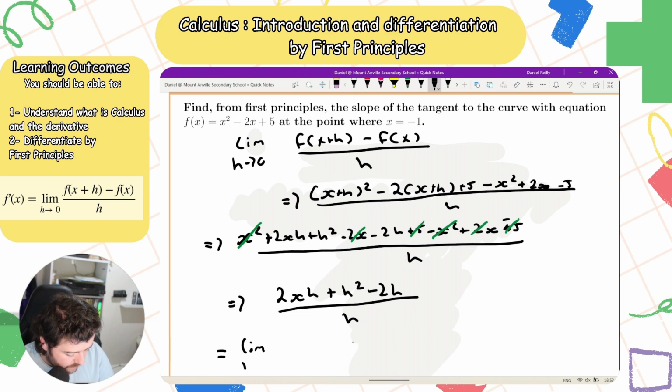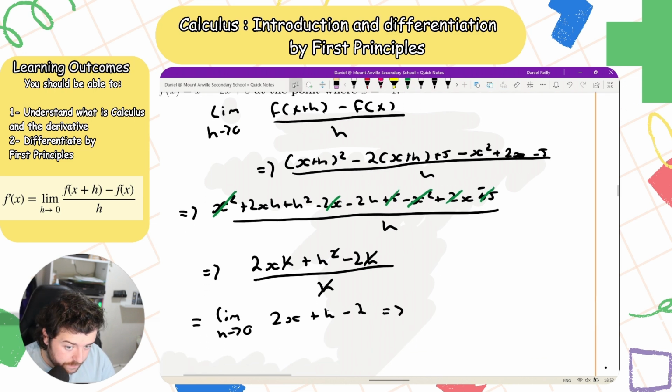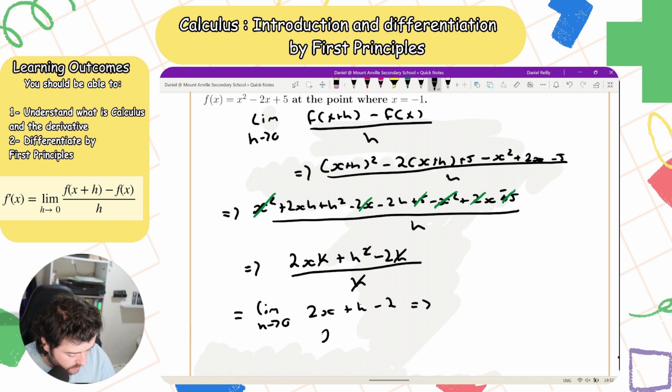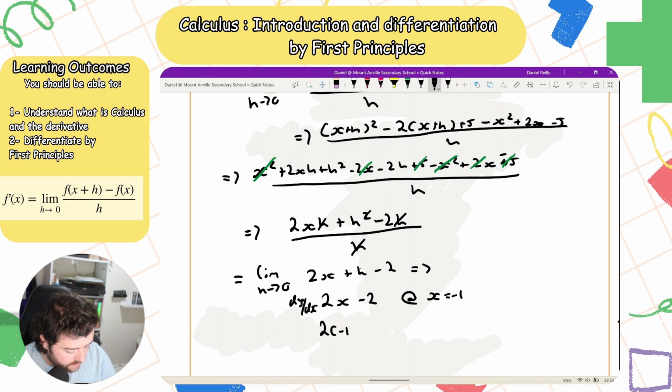That'll be now the limit as h goes to 0, where h goes into here, here, and here. So I have 2x plus h minus 2. When the limit of h goes to 0, I get 2x, then h goes to 0, minus 2. So that is my derivative, dy dx. That is the notation for derivative, by the way. And I want to find the rate of change at x equals minus 1. So sub it in. That is going to give me minus 4. So when x equals minus 1, the rate of change of this function is minus 4.